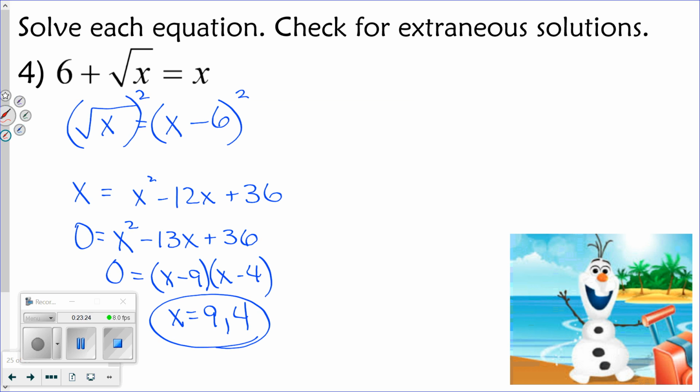Then we have to check, right? So if I plug in the 9, right, 9 here, 9 there. So 6 plus, that's going to be 3. 6 plus 3 is 9, so that one worked. And then we plug in the 4. So 6 plus, that's going to be 2. 6 plus 2 equals 4? No. 6 minus 2 is 4, but not plus. So that one is extraneous.